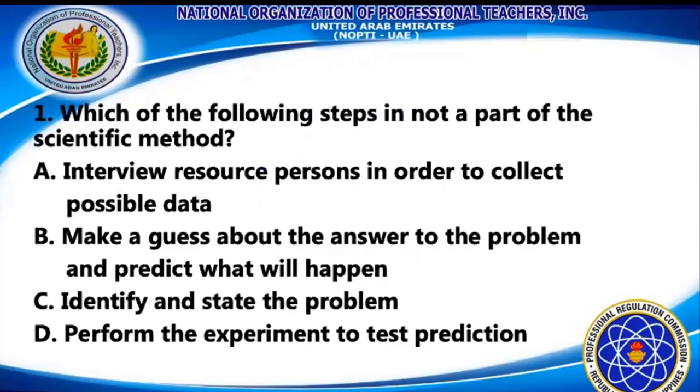Which of the following steps is not a part of the scientific method? So it's not a part of the scientific method. A, interview resource persons in order to collect possible data. B, make a guess about the answer to the problem and predict what will happen. C, identify and state the problem. D, perform the experiment to test prediction.